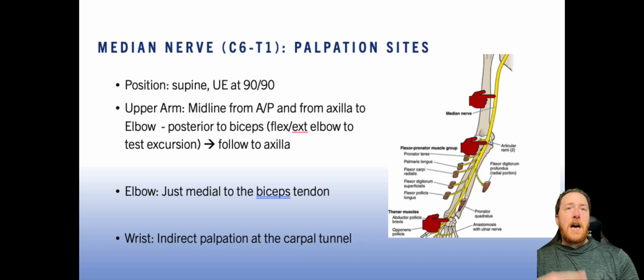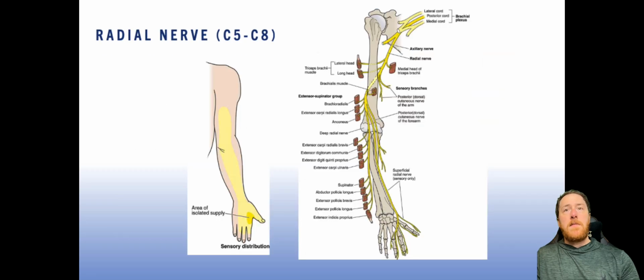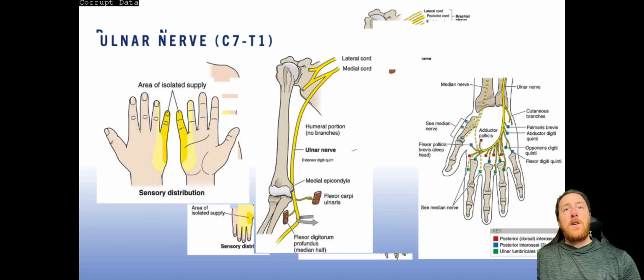Same thing, radial nerve. Typical spots that you can palpate to see the hypersensitivity of the area. Ulnar nerve, same thing. We know these very well, especially if you accidentally ever banged your elbow. Again, another area where you can palpate and see if there is hypersensitivity in the area.